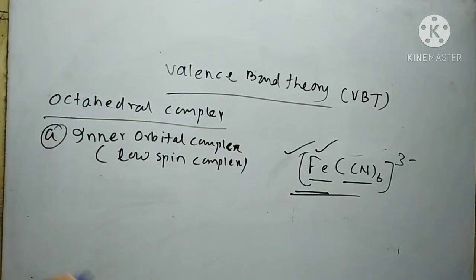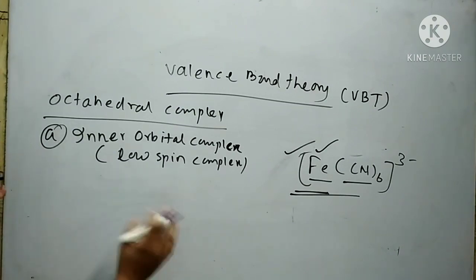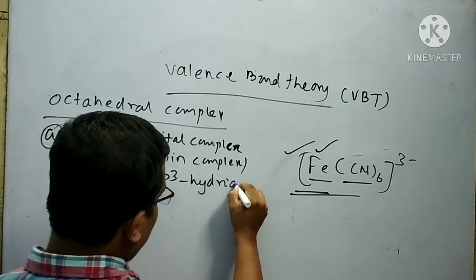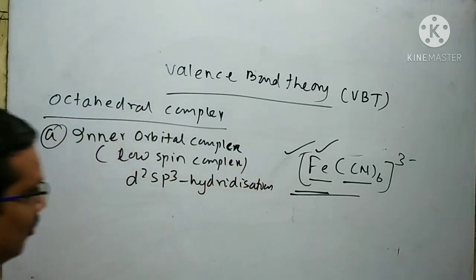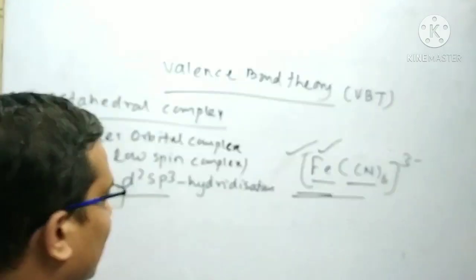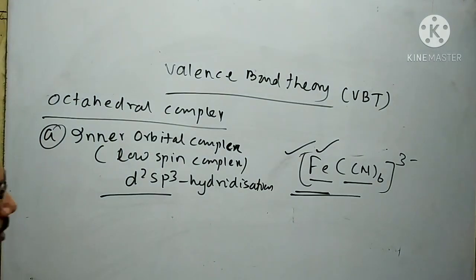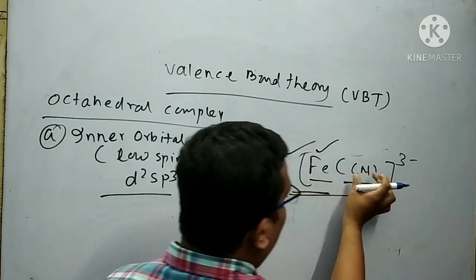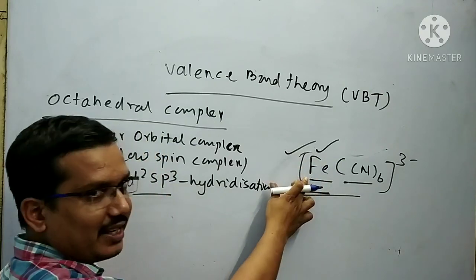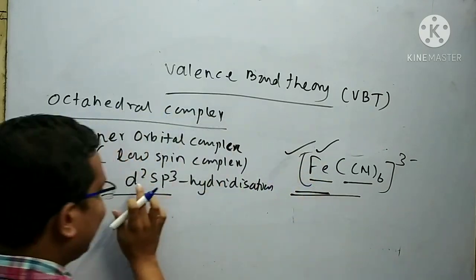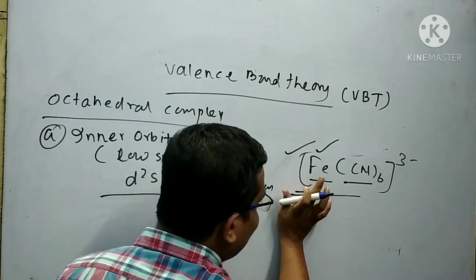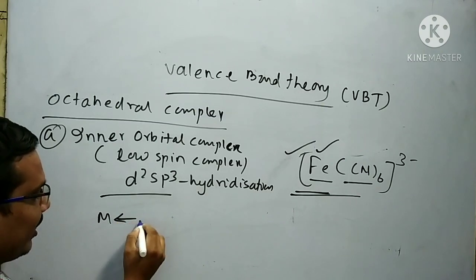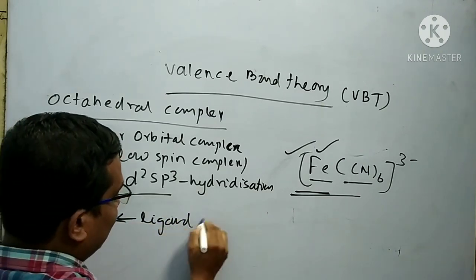For an inner orbital complex, we generally need d2sp3 hybridization. So our first aim is to form six d2sp3 hybrid orbitals. Then the filled orbitals of the ligands overlap with the vacant d2sp3 hybrid orbitals of the central metal atom or ion to form metal-ligand coordinate sigma bonds.